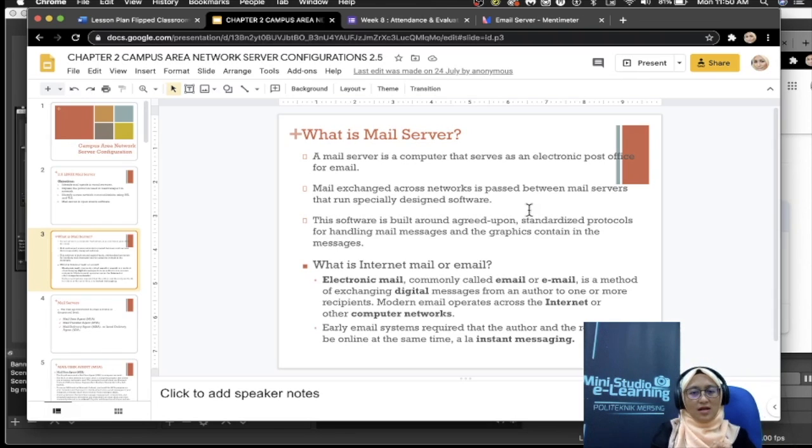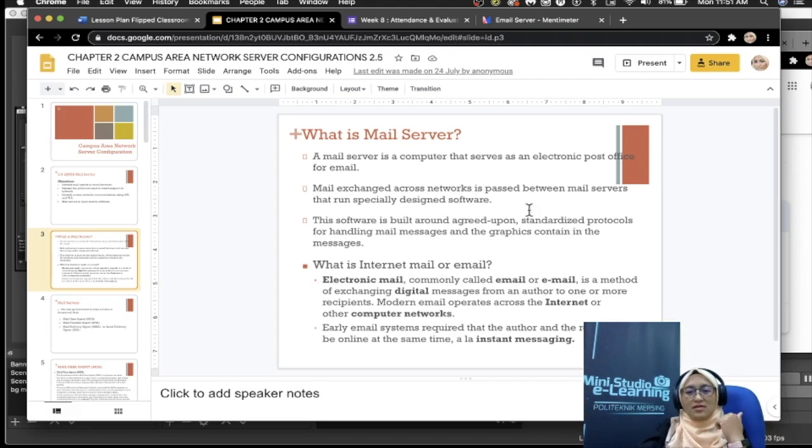Before that, you should also know the term internet mail or email. Electronic mail, commonly called email or e-mail, is a method of exchanging digital messages from an author to one or more recipients. Modern email operates across the internet or other computer networks. You may also send an email through a local area network.